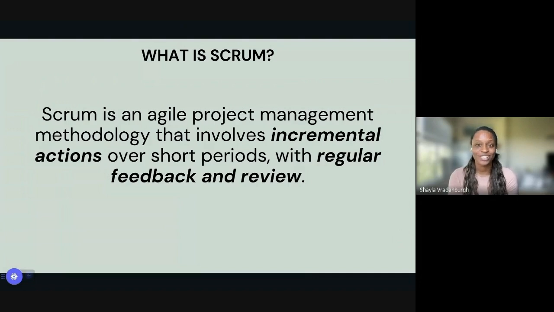Okay, so what is Scrum? Scrum is an agile project management methodology that involves incremental actions over short periods of time with regular feedback and review. So the idea is taking a really large project, breaking it up into smaller pieces, and then getting regular feedback and review on those pieces to make sure you're heading in the right direction.